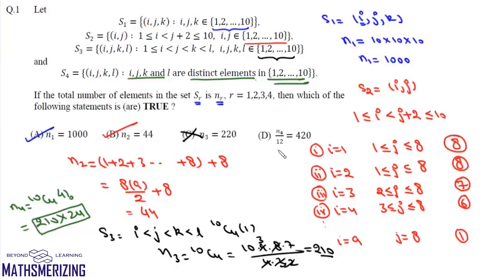Now we need to find the value of N4 by 12. So the value of N4 divided by 12 will be 210 into 2, which is 420, and that's your option D. So the correct options are A, B and D.